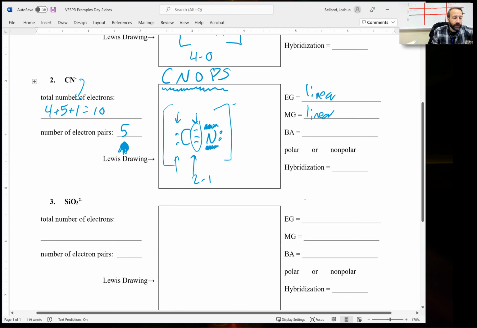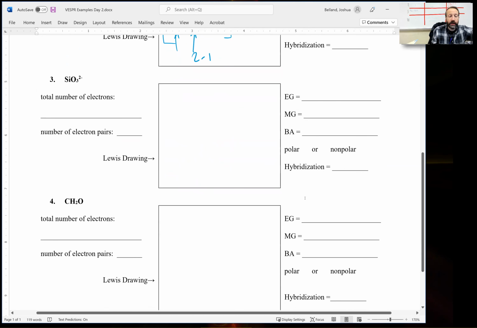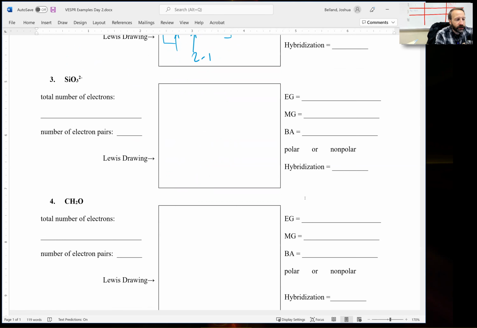Okay. Next up, I still want to show you some more of this. So here we go with some more. I have SiO3. Oh, again, I have a charge, so I'm going to count for that. So silicon's a 4, and each oxygen is a 6.